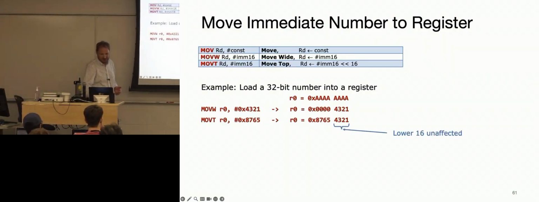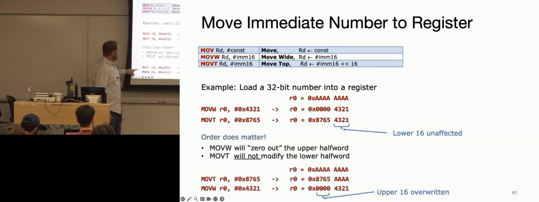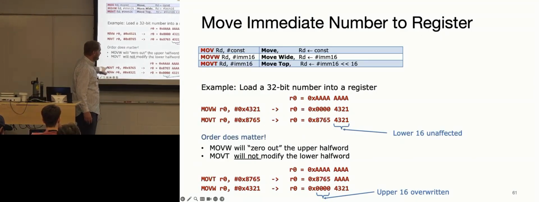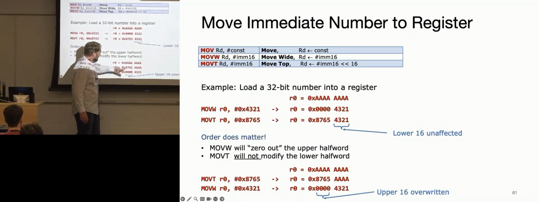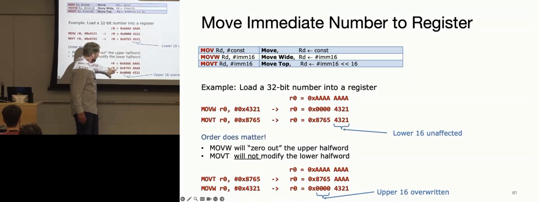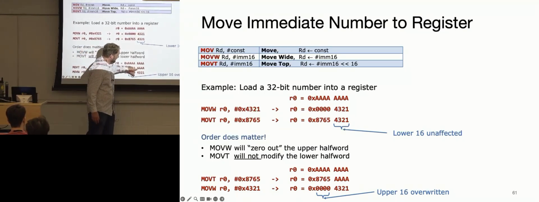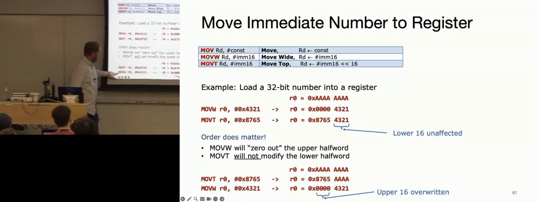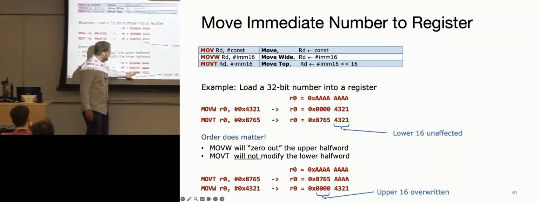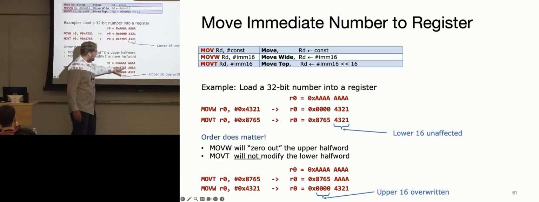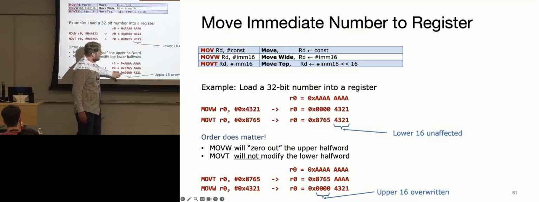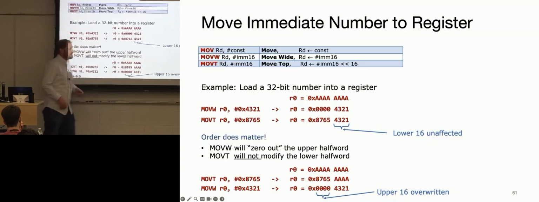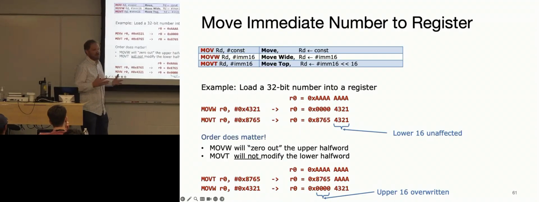It doesn't work symmetrically. You can't say do move top first. So move top would go and move in 876 into the top part of that register, leaving there whatever was there before. And here I'm just showing that was A. And then if you did move wide, it will go and clear out the 876 you put in there by putting all zeros. So there's an order of operations necessary to instantiate a 32-bit value in a register. They've given you special instructions that will be helpful later.